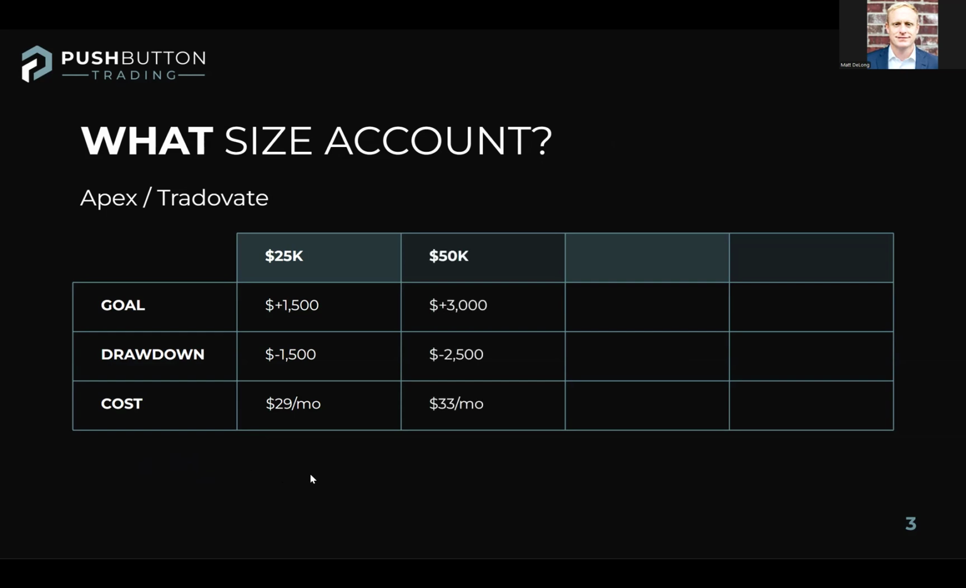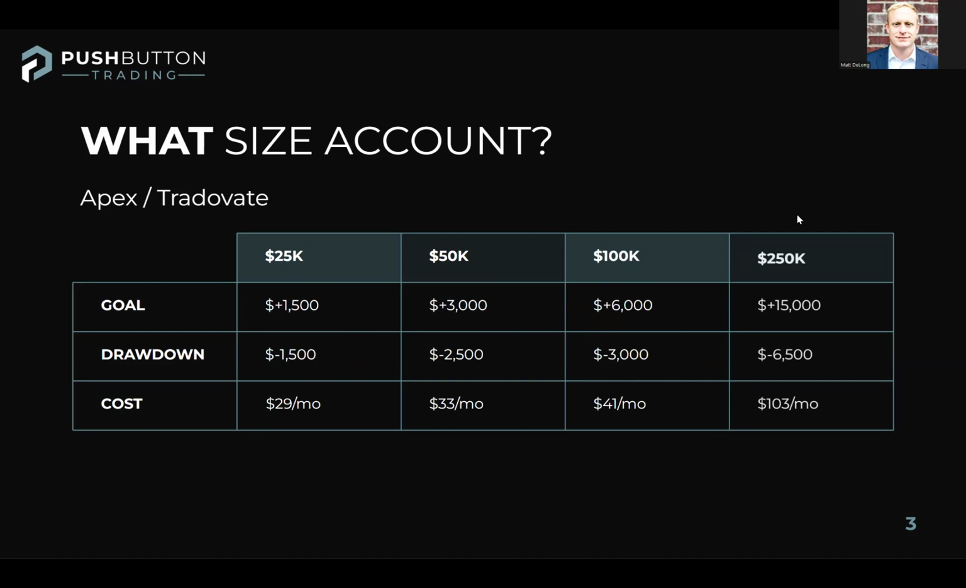Now, if you want a $50,000 account, you'll notice that your goal is double. So it went from $1,500 up to $3,000. So you have to grow it, $3,000 profit. And your drawdown is limited to 2,500. So a slightly different ratio, as you guys can understand here. Your 1,500 to 1,500, that is kind of a one-to-one. This is a little bit more than a one-to-one, right? You're able to lose 2,500 and your profit goal is 3,000.